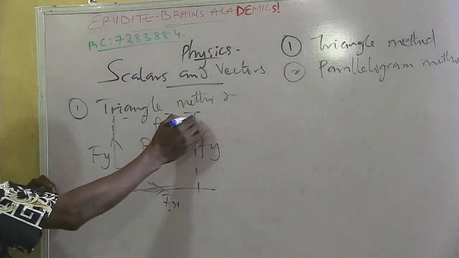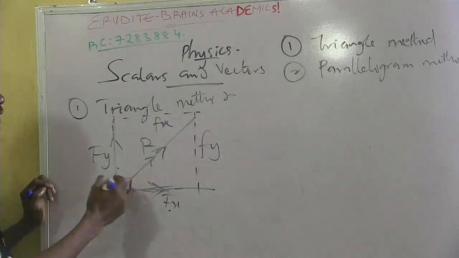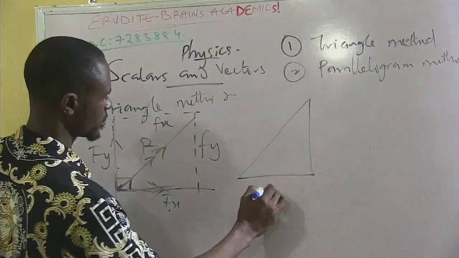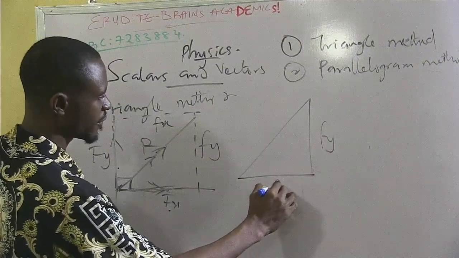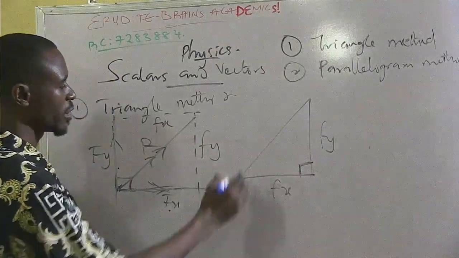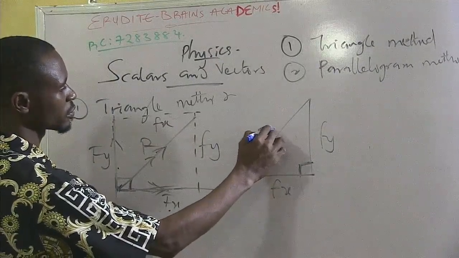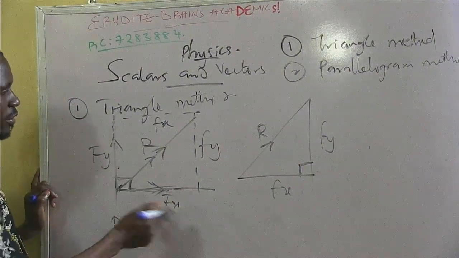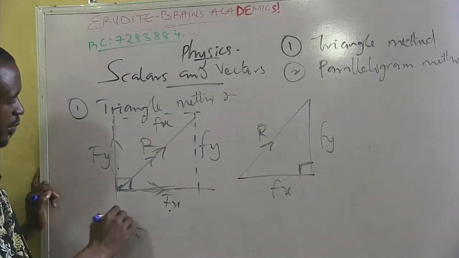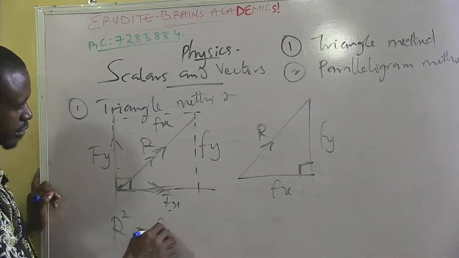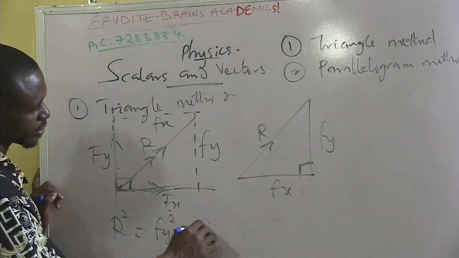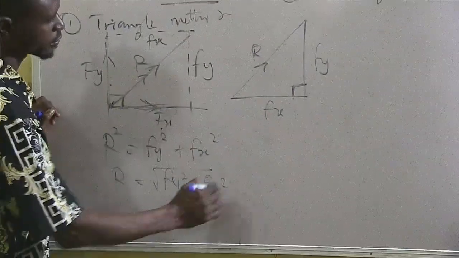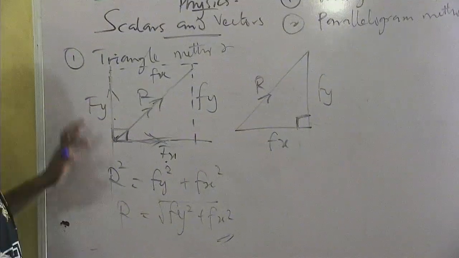So you can see that I formed a particular triangle. Looking at this, you have something like this: Fy and Fx, with your 90 degrees here, and this is your resultant force R. From Pythagoras, hypotenuse squared is equal to opposite squared plus adjacent squared. So R is going to be the square root of Fy squared plus Fx squared. That is what you are going to have. That is for the triangle method.